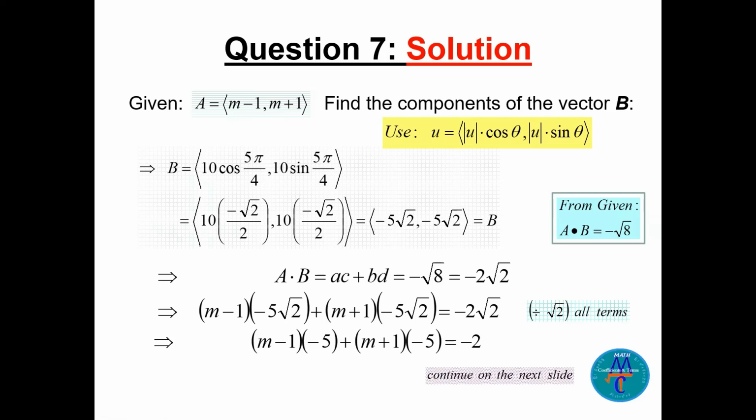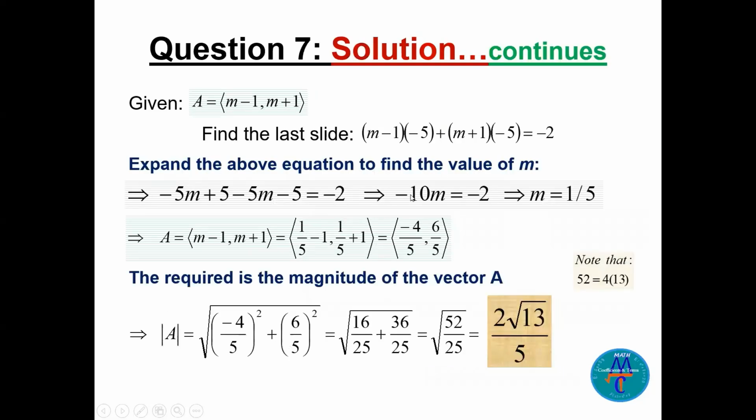Let's divide all terms, both sides of the equation, by square root of 2. So this becomes minus 2 here, and there's a minus 5 times m plus 1, and there is a minus 5 times m minus 1. Simplify the equation to find the value for m. You will get m is equal to 1 over 5.